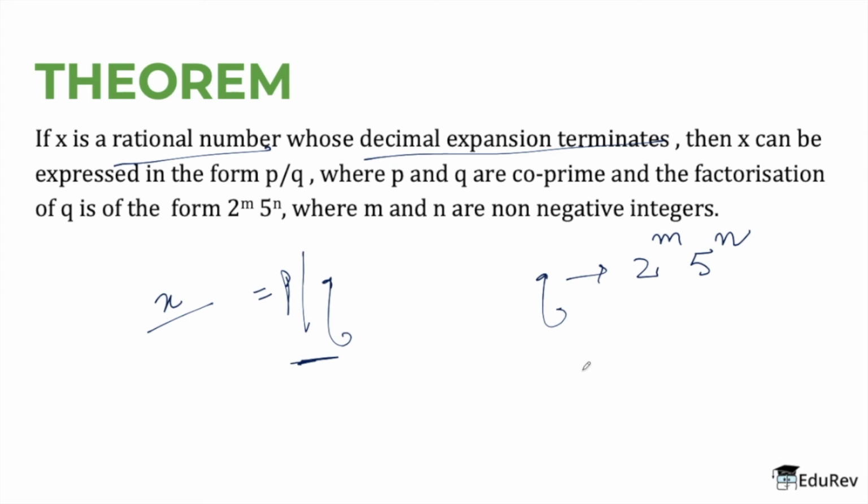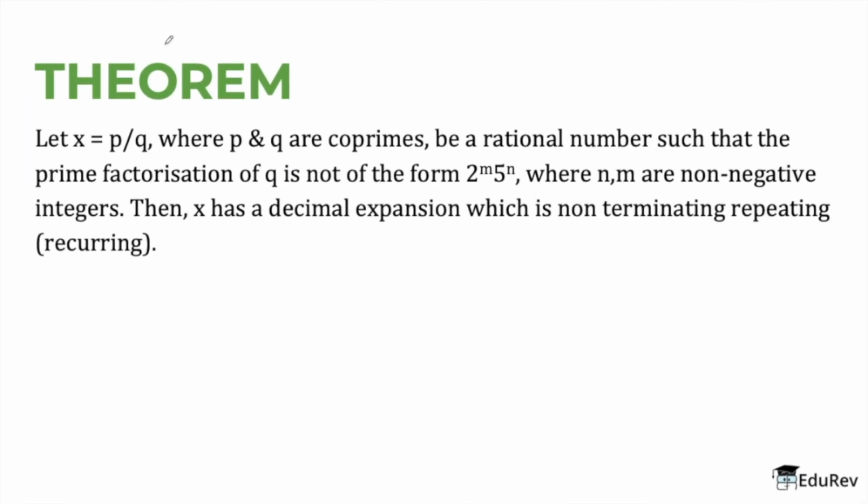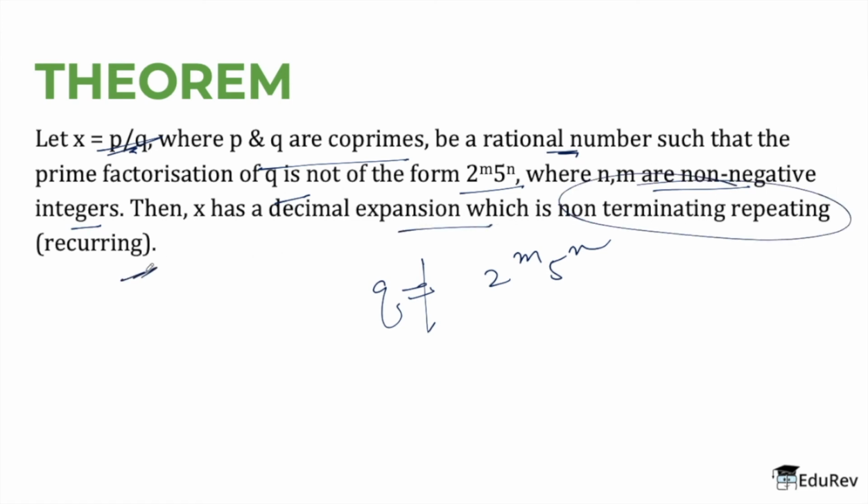Now, before understanding this theorem with the help of a question, I will quickly state one more theorem, which is, I would say, like a part of this theorem itself, and then we can solve a question to understand these two theorems in combination. So the next theorem states that let x be equal to p by q, that is like a rational number, where p and q are what? Co-primes, and it's what? A rational number, such that prime factorization of q is not of the form 2 to the power m, 5 to the power n, where m and n are non-negative integers. Then x has a decimal expansion which is non-terminating, repeating, that is recurring.